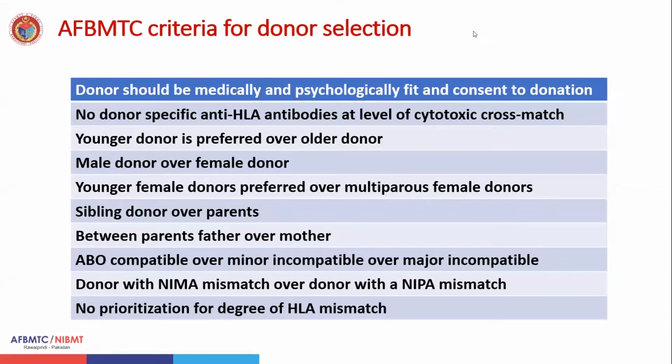Other factors are relative, so a younger donor is going to be better than an older donor, and male donors for male patients rather than a female donor. And there are other relative factors, but there is no prioritization for the degree of HLA mismatch. And this is important, and it's quite different from what happens in matched unrelated donor transplants or in cord bloods.